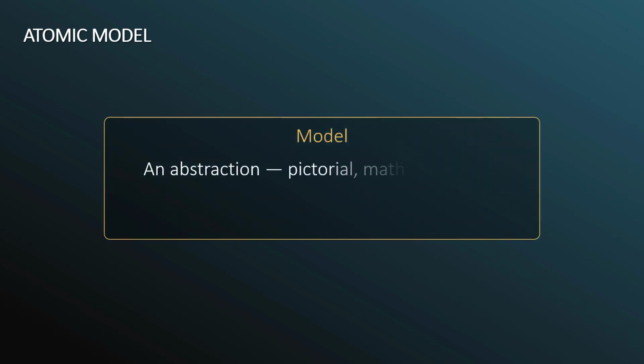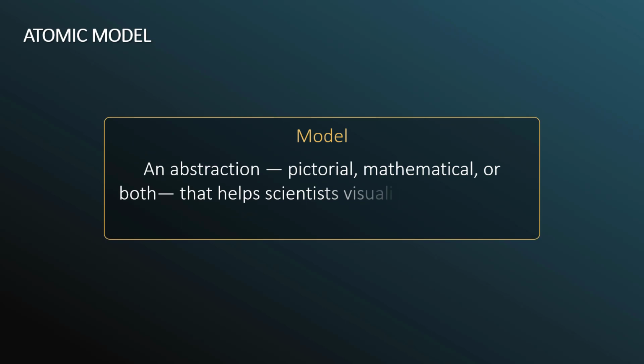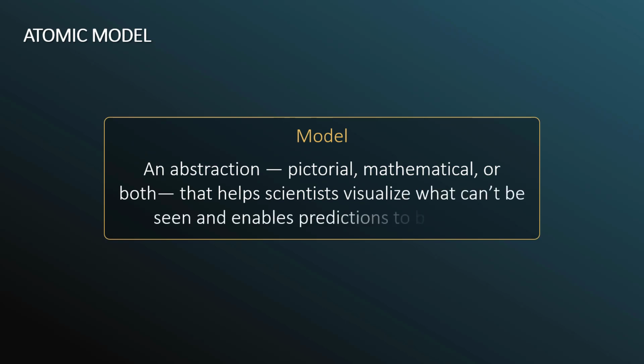Let's talk about atomic models. Again, I said the previous slide was a bit of a spoiler and gives a little bit too much away, I would say, for what might be exciting that comes next. But I wanted to get that discussed and then go forward with kind of a step backwards, I suppose, talking about atomic models. Now, what is a model? In general, a model is an abstraction, pictorial, mathematical, or both, that helps scientists visualize what can't be seen and enables predictions to be made.